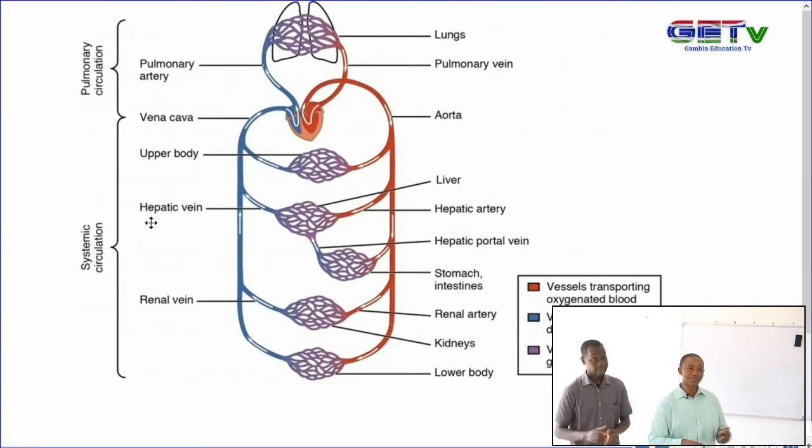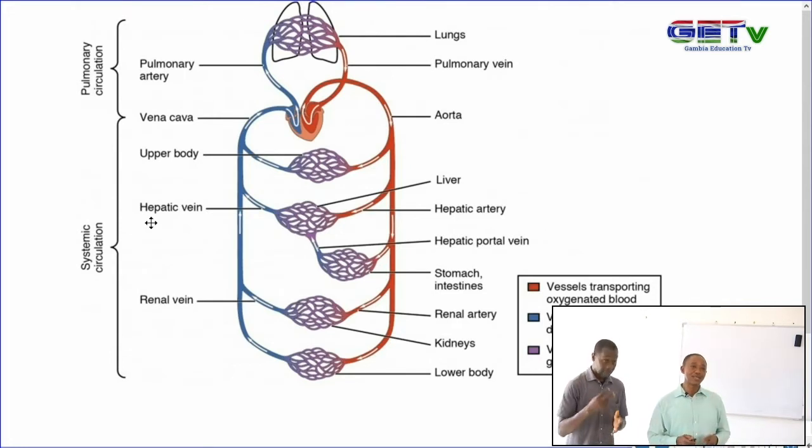The urea is sent to the kidney so that the kidneys will combine it with other waste, extra water, extra salt, and other things that the body doesn't want, and that forms urine, which is sent out of the body. And that link is the hepatic portal vein, so it's also very, very important.